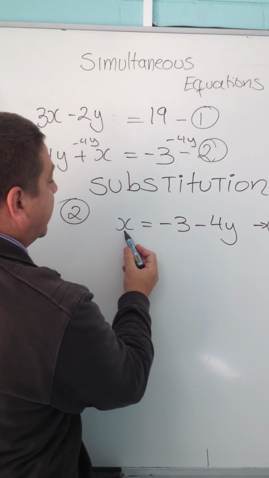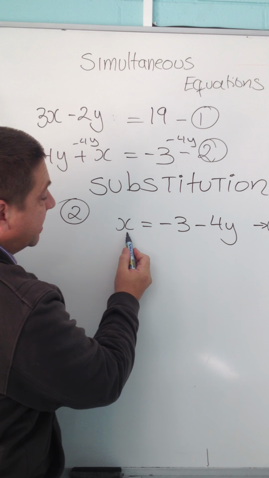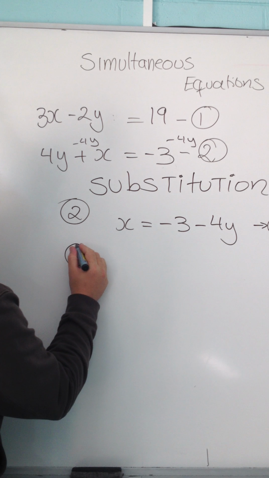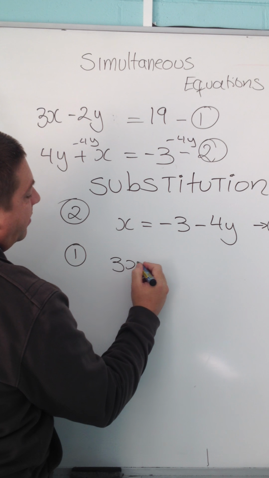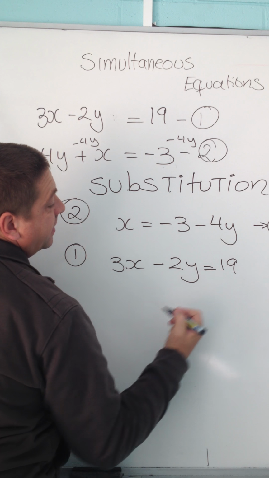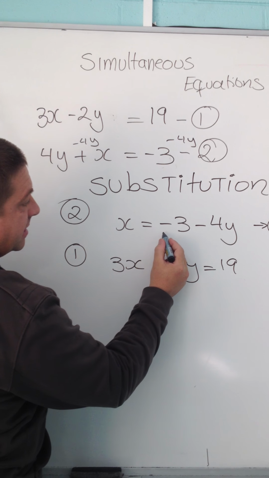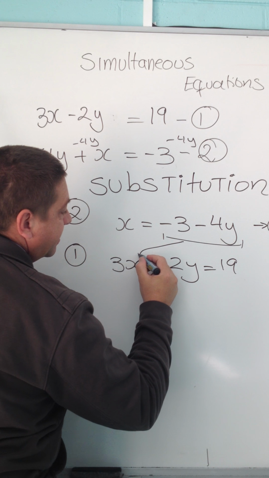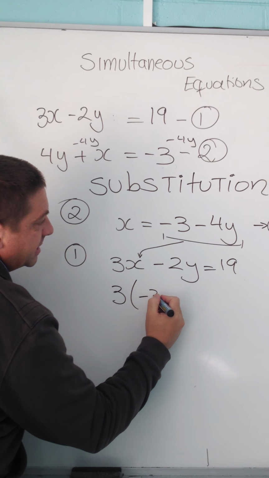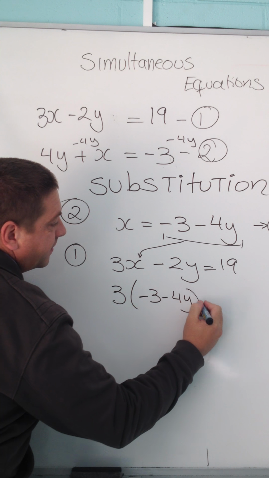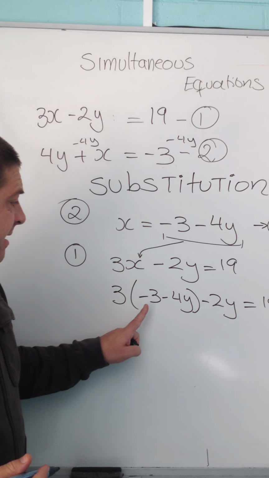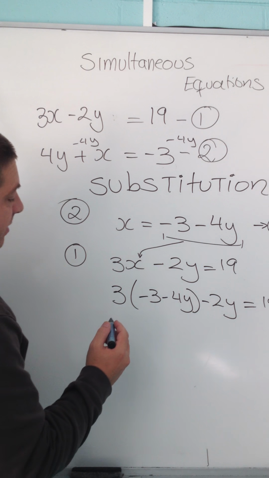Now what this means is that for the first equation, instead of x, I can put this expression here. And that's what I'll do. I'll use equation number 1, and equation number 1, just to remind us, is 3x minus 2y equals 19. Alright, now instead of x, I can put this expression. So, this is what I'll do. I'll go 3 brackets minus 3 minus 4y, minus 2y equals 19. Notice how I keep all my signs the same way.